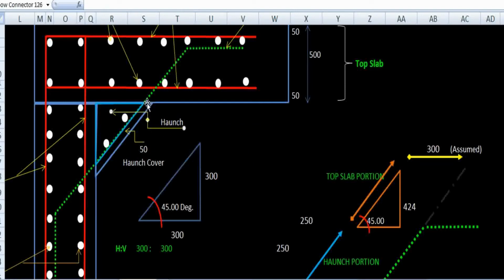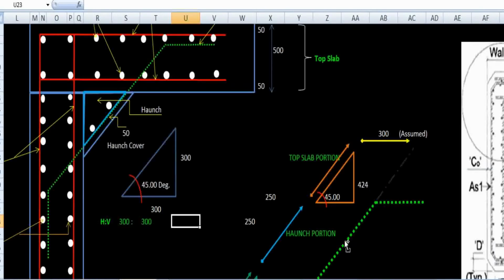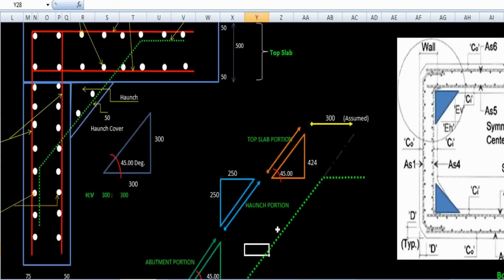Here if I deduct this cover portion of 50 mm and also this cover portion of 50 mm, we will be able to get the dimension from here to here and here to here, that is 300 by 300. That means it will have the dimension of 250 mm by 250 mm, a similar triangle. So that is what I have shown to you here.